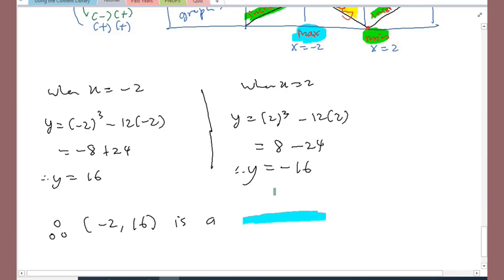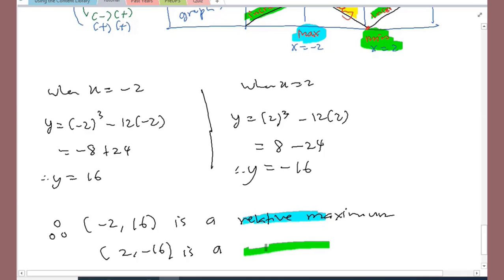relative maximum. And the point (2, negative 16) is a relative minimum. Okay, so make sure this is a first derivative.